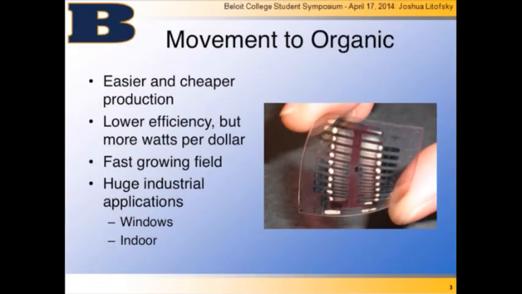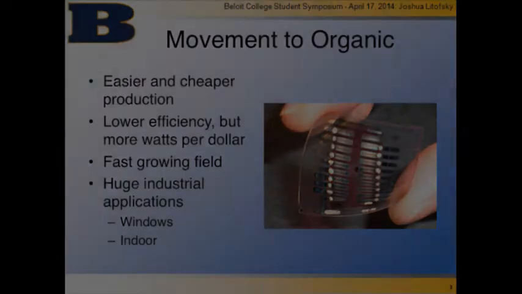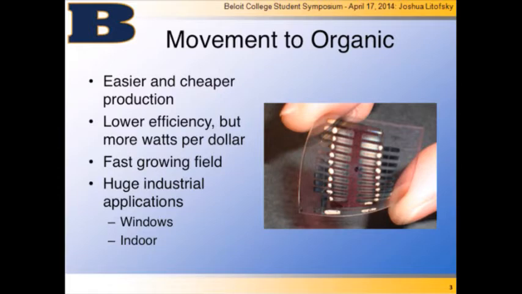While organic solar cells have lower efficiency, with averages now about 4 to 5% and a max of about 12.5% compared to the 25% efficiency of silicon, you get more watts per dollar out. The cost efficiency of these solar cells is much higher than silicon because they're so cheap and easy to produce. It's a fast-growing field. There are huge companies investing a lot of money to fund this. This was actually made by the company who funded the lab that I was working in this summer.